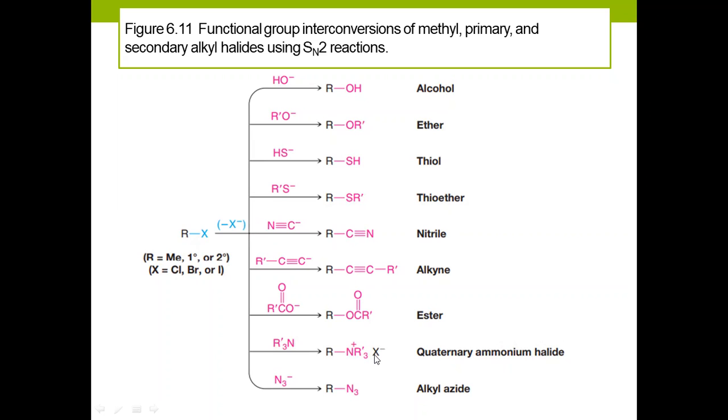So the halide leaving group will be in closer contact with the carbocation here to disperse the charge, or to make your product neutral, of course. So you have a quaternary ammonium halide, and then you can also have your azide as your nucleophile, and you will have your alkyl azide.